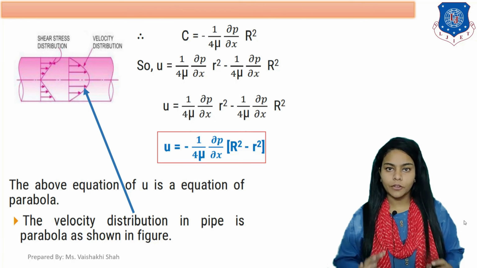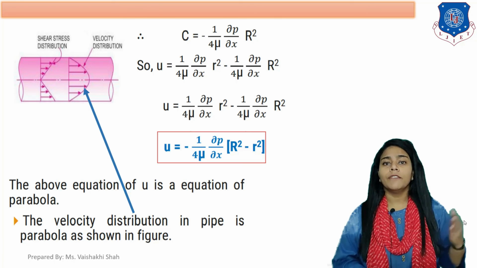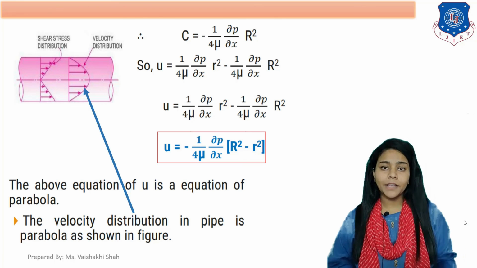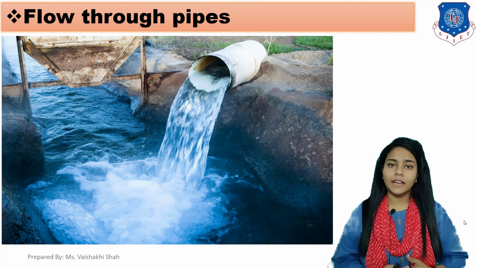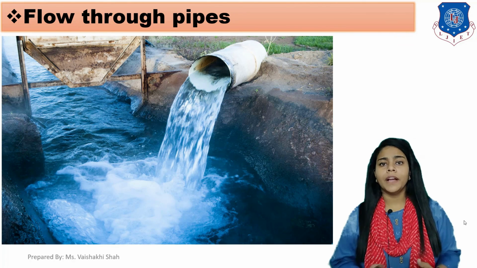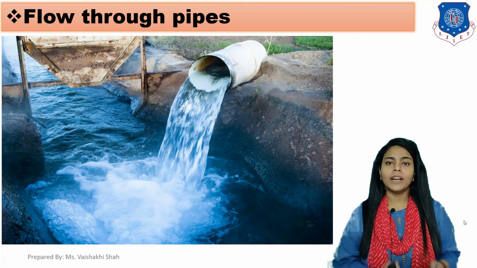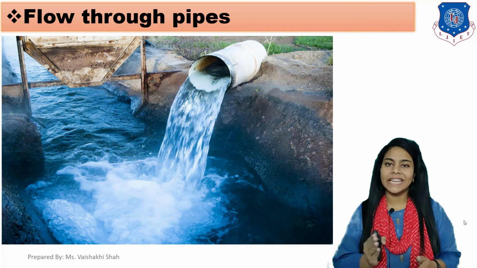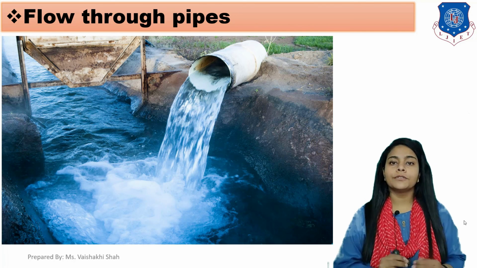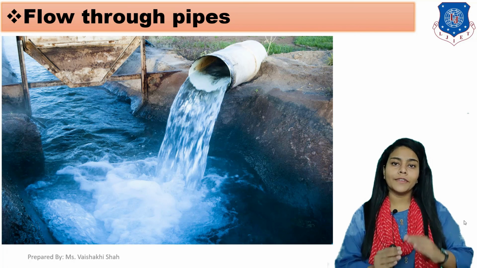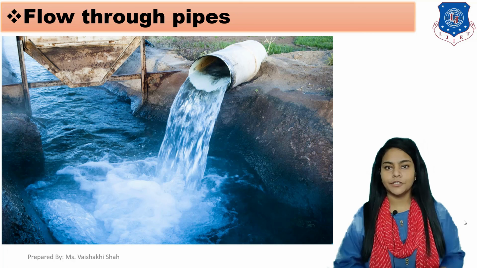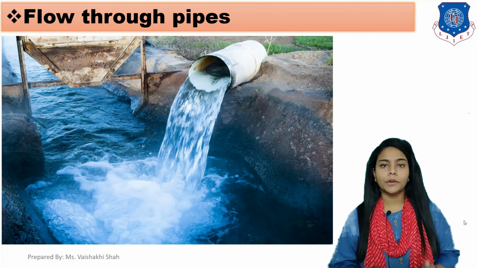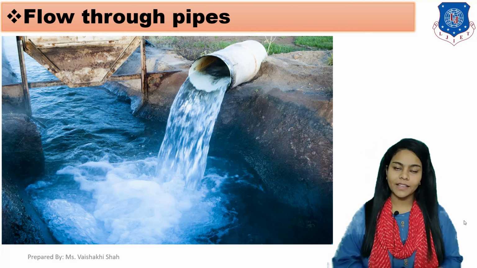So here we found the velocity distribution by using the Hagen Poiseuille equation. In our next session, we will look at another part of the Hagen Poiseuille equation in detail, and we are going to study the ratio of average velocity to maximum velocity. Okay. Thank you.